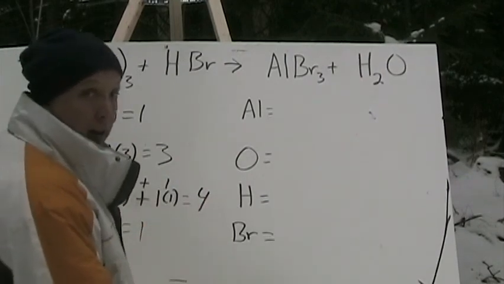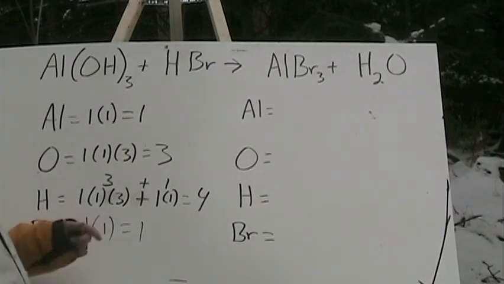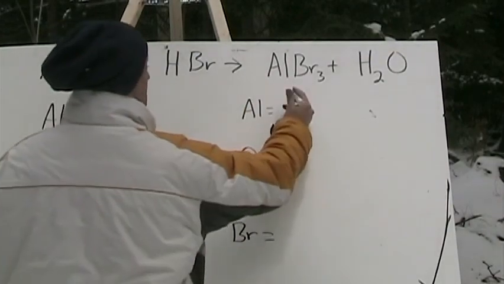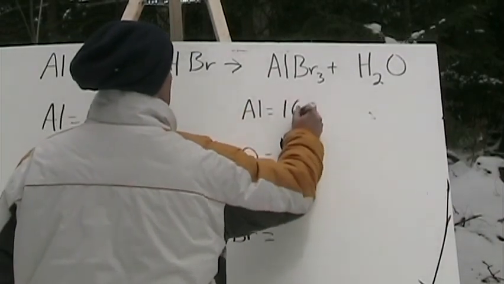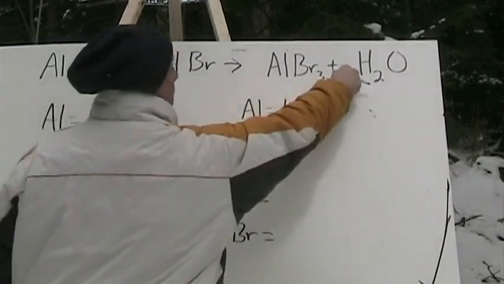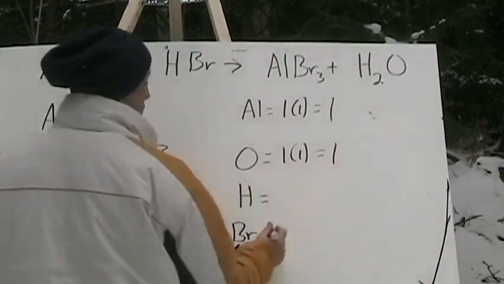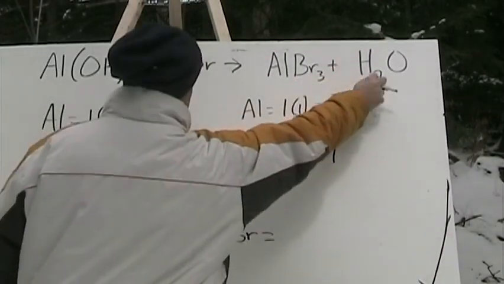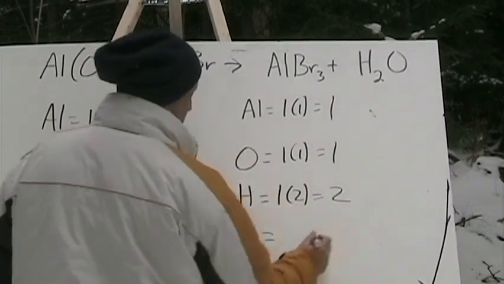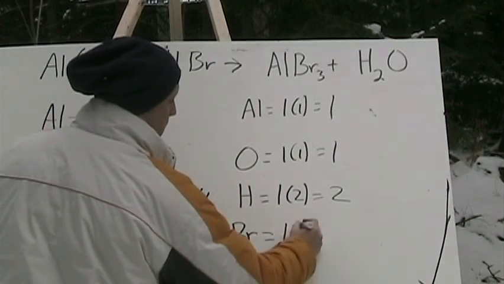Now let's do the product side. So hopefully you can see the bromines there. All right, so now let's do the product side. 1 times 1 for aluminum equals 1. Oxygens is 1 times 1 for 1. Hydrogens, 1 times 2 for 2. And bromines is 1 times 3 for 3.